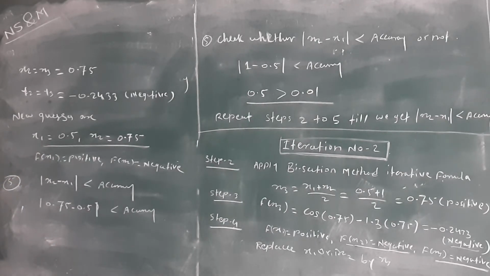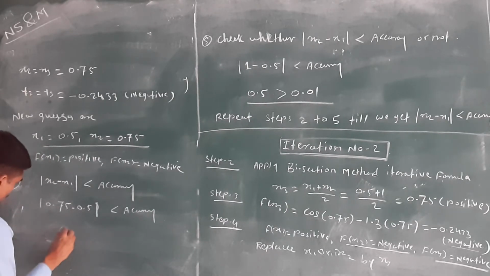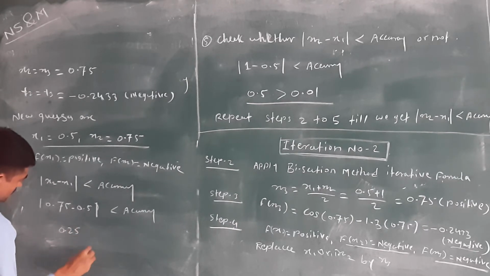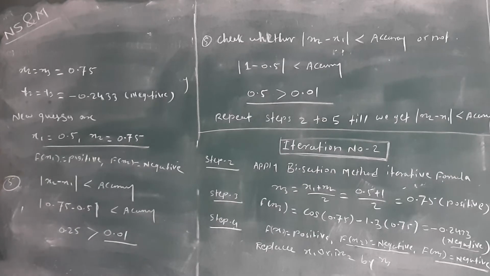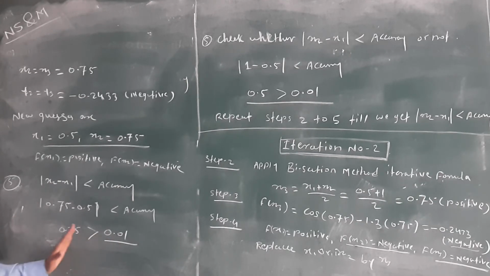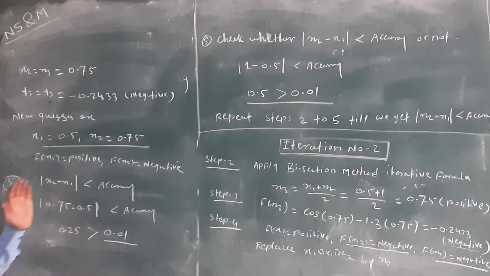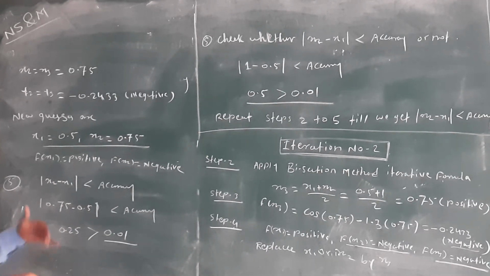We will get 0.25. Okay, 0.25 is greater than 0.01. This condition is not satisfied. We require here accuracy 0.01. Then we will not stop. Again we have to go through iteration number 3.